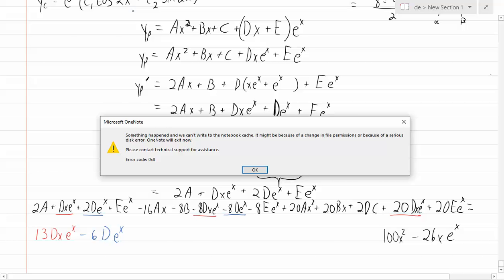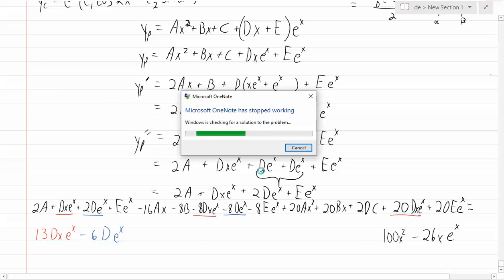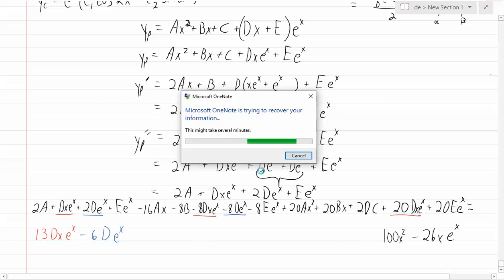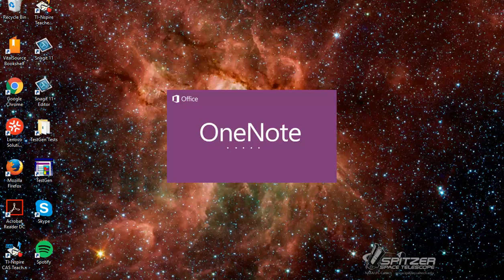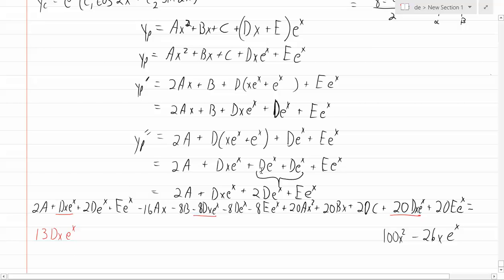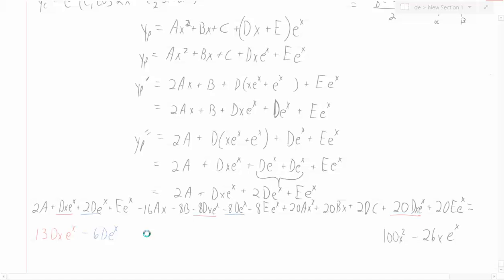We had our de to the x terms that I put together, minus 6d e to the x. We have some e to the x terms. Here's a 1, here's a negative 8, and here's a 20. So what's that going to be? Plus 13e to the x. I think that may be a sign.